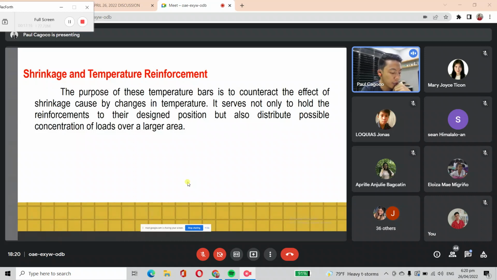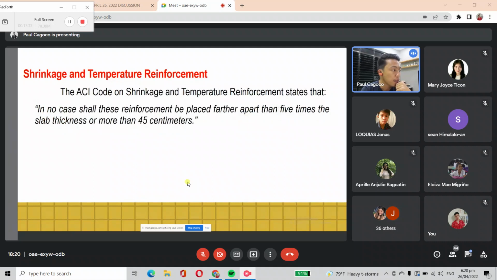So dapat naa tay additional nga reinforcement to counteract the effect of shrinkage. So shrinkage kanang mura siya mo-shrink, ang pasabot kanang buko na siya due to changes in temperature. So to counteract that, you need to provide temperature bars.